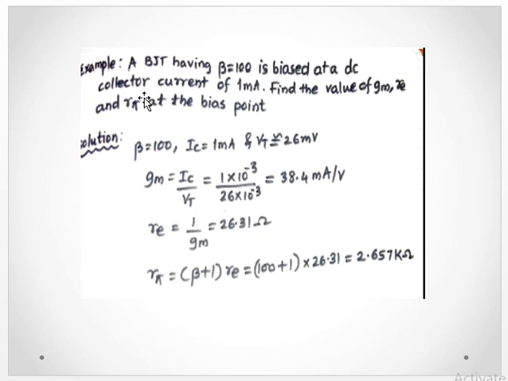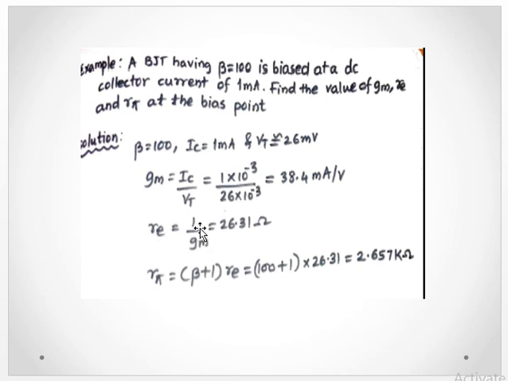We'll see one example. A BJT having beta equal to 100 is biased at a DC collector current of 1 milliampere. Find the value of GM, RE and R pi at the bias current. Beta equal to 100, IC is equal to 1 milliampere, VT we know is around 26 millivolt. If you take the ratio IC by VT, 1 milliampere by 26 millivolt, you will get approximately 38.4 milliampere per volt.